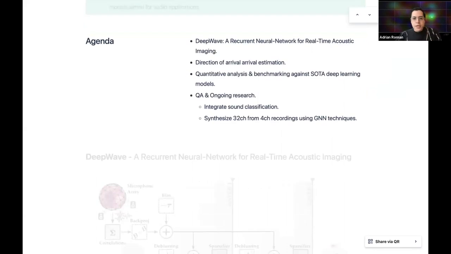So the agenda for today, I'm going to talk about the graph signal processing model we use in this project. It is called DeepWave. I will also share how we leverage this model to estimate direction of arrival. And I will present a quantitative analysis and benchmarking we did of this model against other state-of-the-art deep learning models for sound event localization. And finally, I will leave probably a couple of minutes for a Q&A, and maybe we can also discuss my ongoing research with this project.